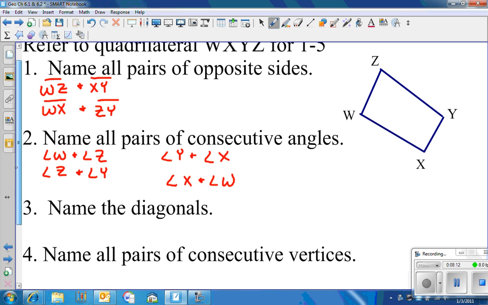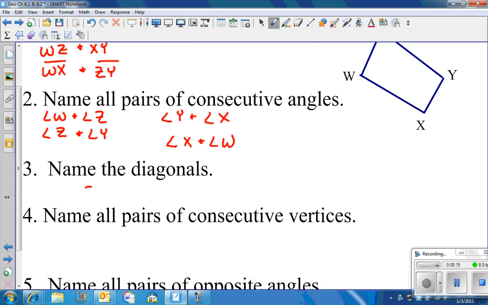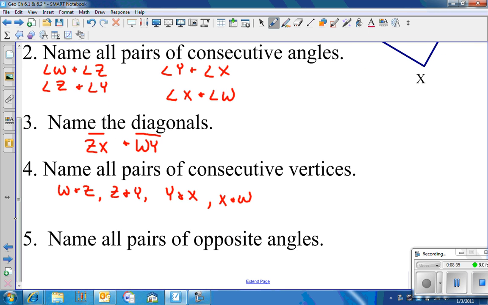Then we're going to name the diagonals. And the diagonals would be ZX and WY. Name all pairs of consecutive vertices would be W and Z, Z and Y, Y and X, X and W. Name all pairs of opposite angles: angle W and angle Y, angle Z and angle X.